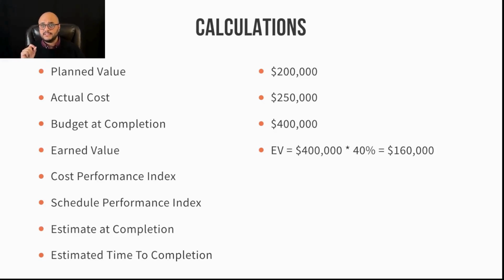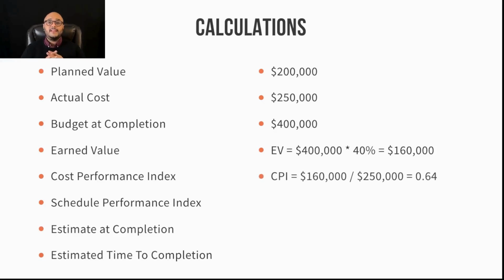Now pause here for a second and make sure that you really understand this. I planned to have done $200,000 worth of work up until this point because I expected that I would be 50% of the way through. What I've actually done is only $160,000 worth of work. You need to understand that there's a difference between earned value and planned value. And make sure you calculate earned value correctly because a lot of things to follow depend on it.